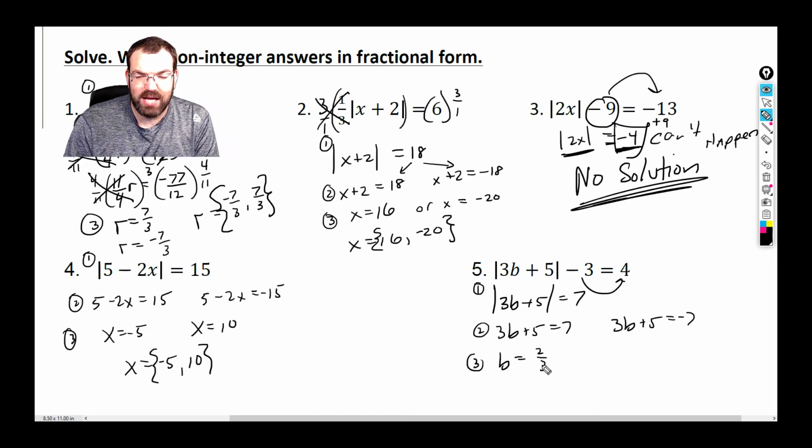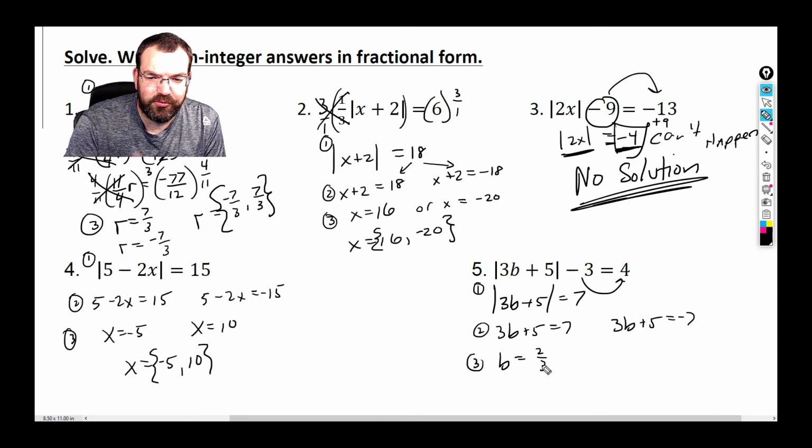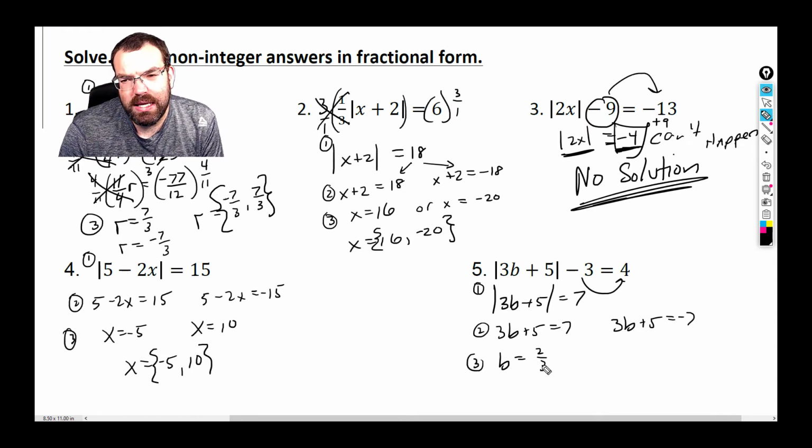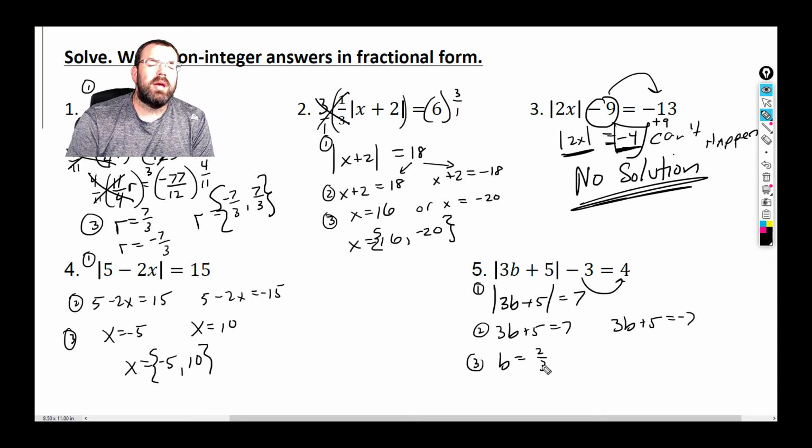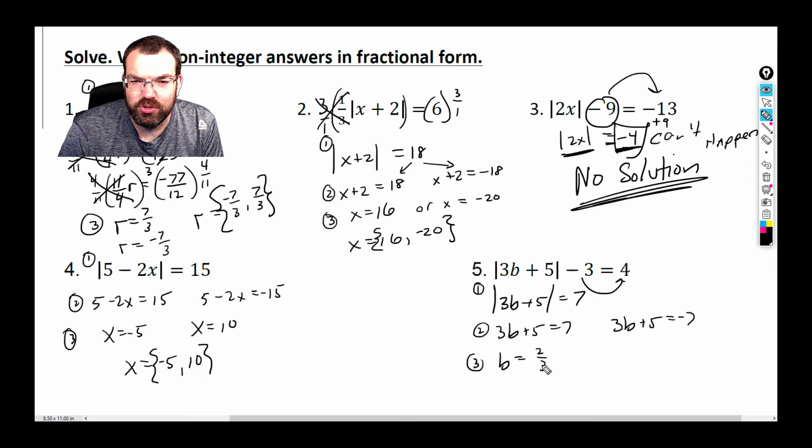That's okay to leave it as a fraction. Do not put it in decimal form. Don't do it. Fractions are so much easier. They look so much nicer.